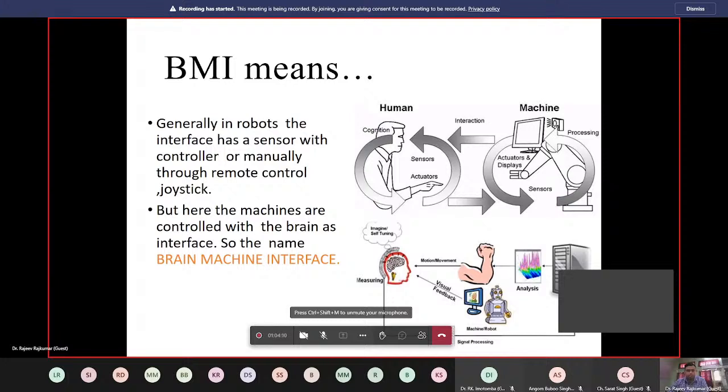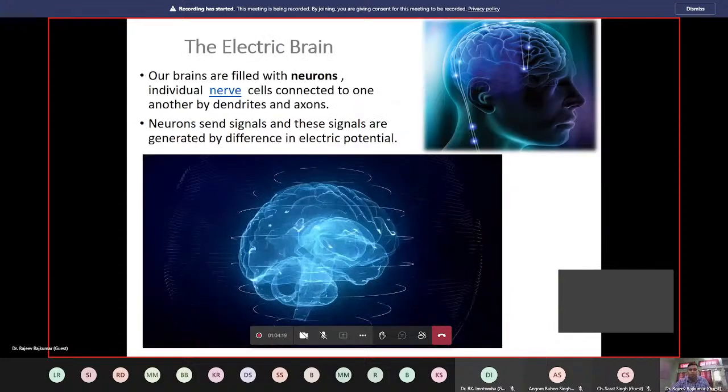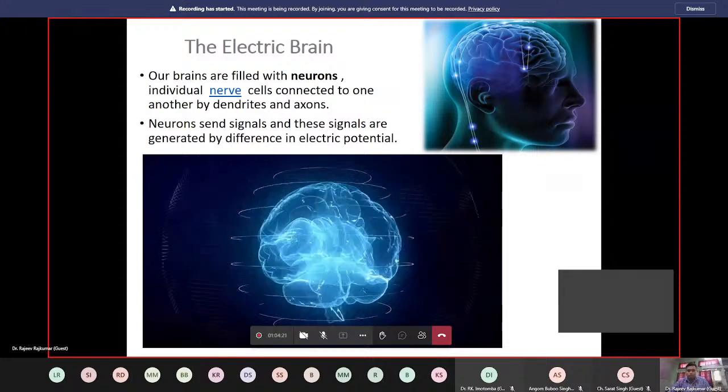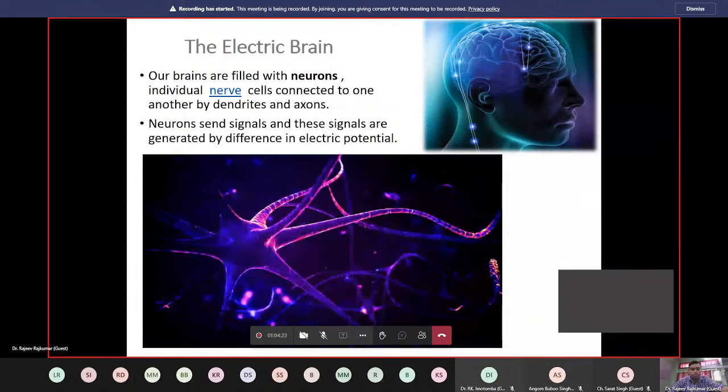So we can say there are applications where it is used. If it is possible, then it can be useful in many areas, like in the field of medical science, for paralyzed people, and for robots, in any field we can use it.